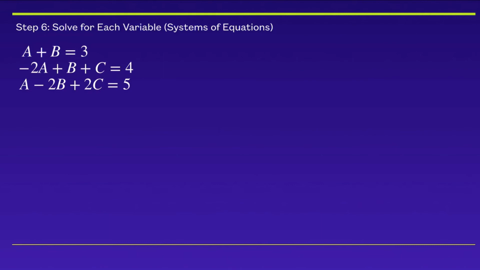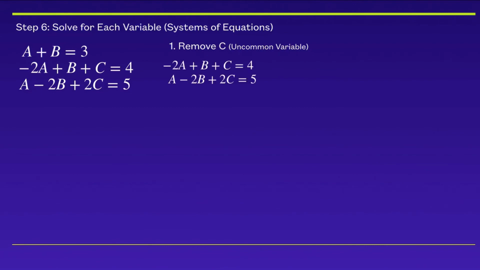So the easiest thing to do, now you see these two equations have a c. This one doesn't. So when you have this kind of mixed match system, you could use substitution here and solve it using substitution. I'm just going to use elimination. So when you have this mixed match situation, I'm going to combine these two and get rid of the c, because then everything will have an a and a b. So the first thing I'm going to do is remove c, the uncommon variable. And you can see it right here. We have the negative 2a plus b plus c equals 4, and a minus 2b plus 2c equals 5. That's these two. We're going to remove those.